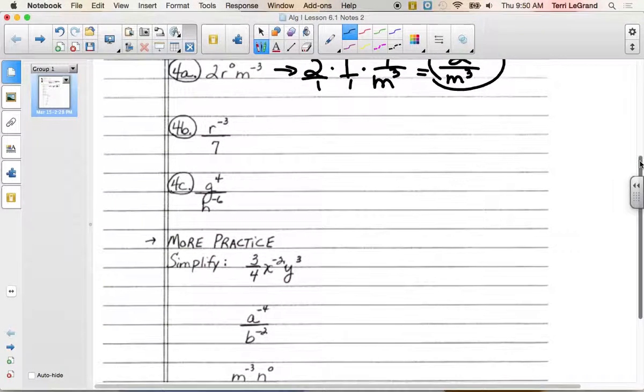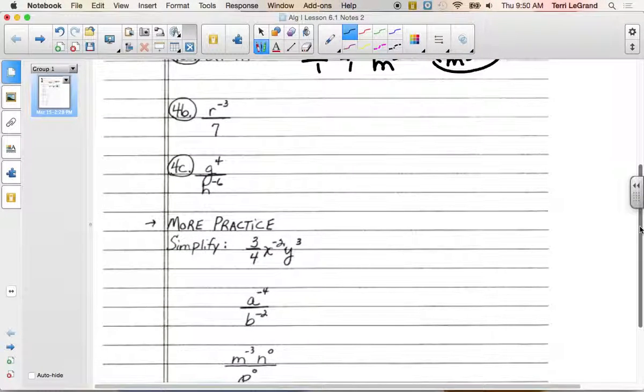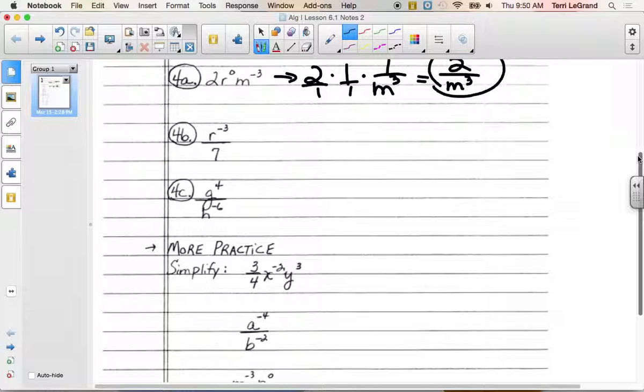Okay, then let's move on to 4b, where we have r to the negative 3 power over 7. Is that simplified already? Why not? What's the problem? It's a negative exponent. So we're going to rename that negative exponent. We're just going to worry about the numerator right now. The numerator can be renamed as 1 over r to the 3rd power. We're not getting rid of the fraction yet. We're just renaming that numerator so it doesn't have a negative exponent. So that's all we've done.